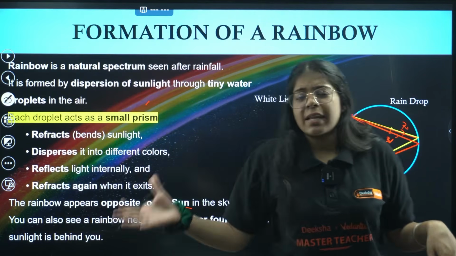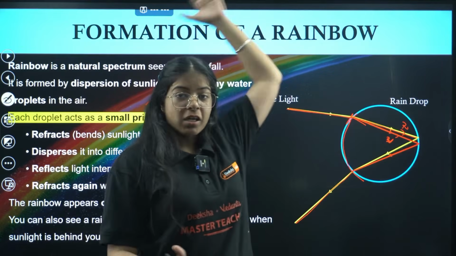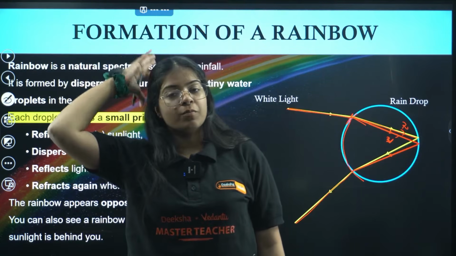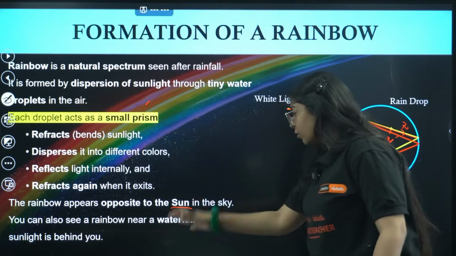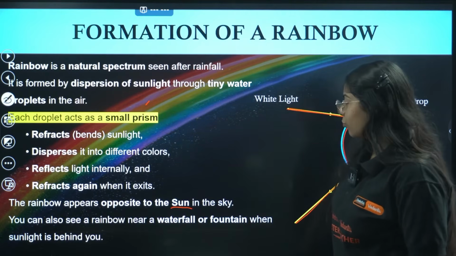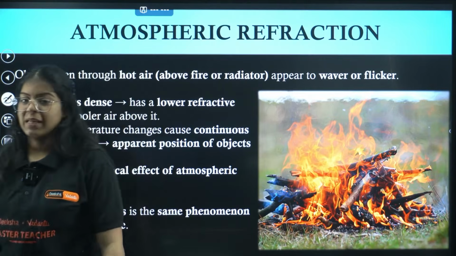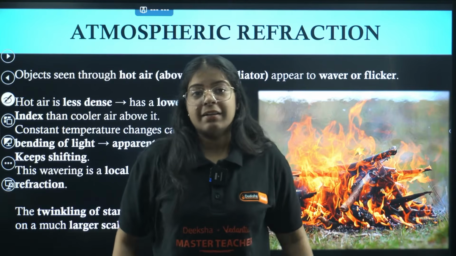Then this rainbow appears. This rainbow will always appear on the opposite side of the sun, so if the sun is behind you, then you will be able to see the rainbow. You can also see a rainbow near a waterfall or a mountain when the sunlight is behind you, correct.